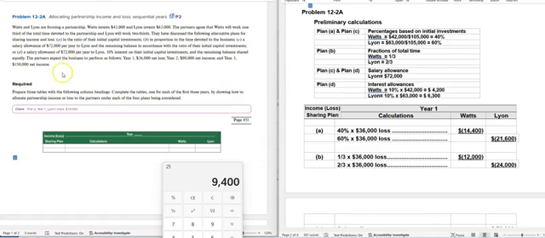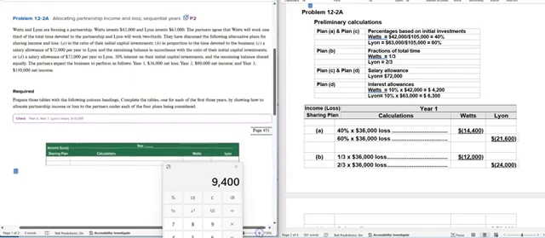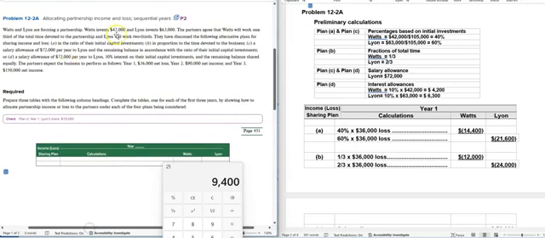Let's continue looking at how we account for the equity transactions in a partnership. Watts and Lyon are forming a partnership. Watts invests $42,000 and Lyon invests $63,000. Now when a partnership is formed, there is a partnership agreement. And in that agreement, which is a legally binding document, the partners have agreed that Watts will work 1/3 of the total time devoted to the partnership, and Lyon is going to be working 2/3.